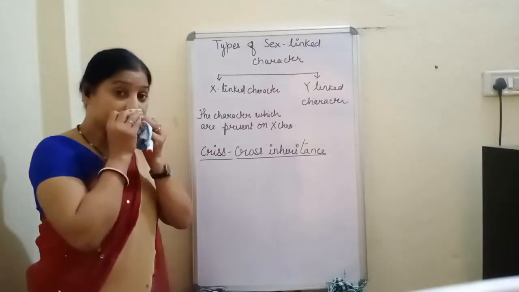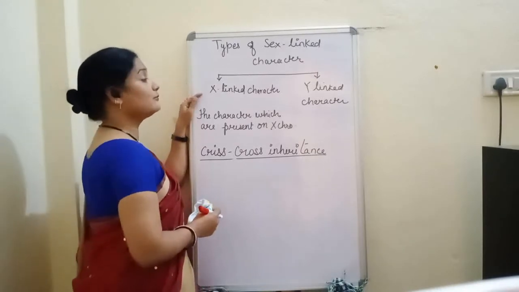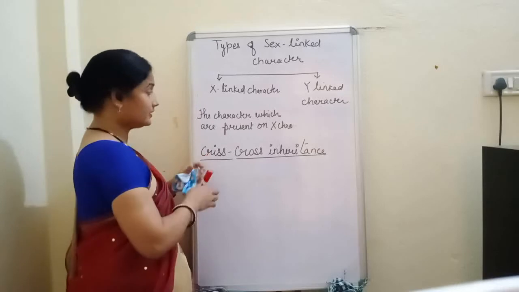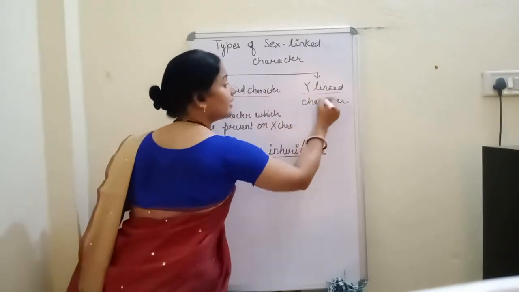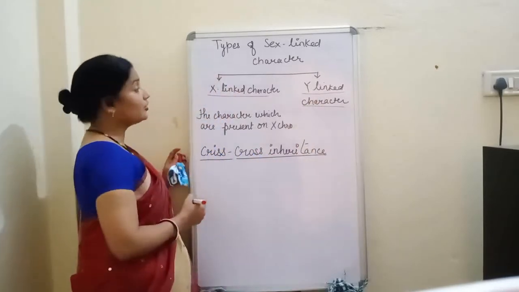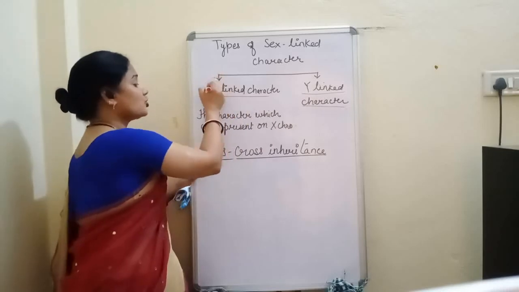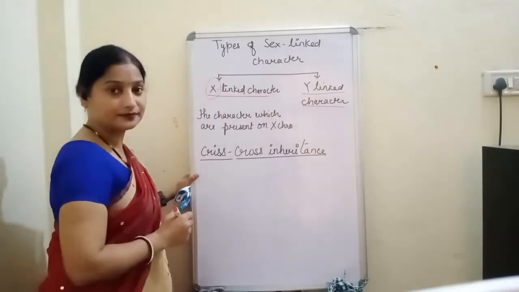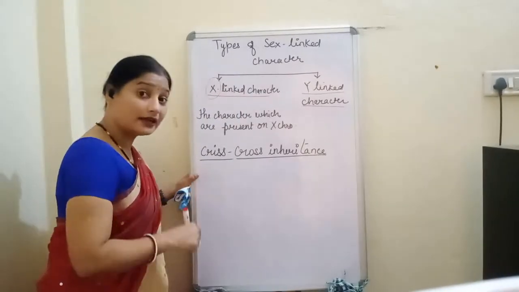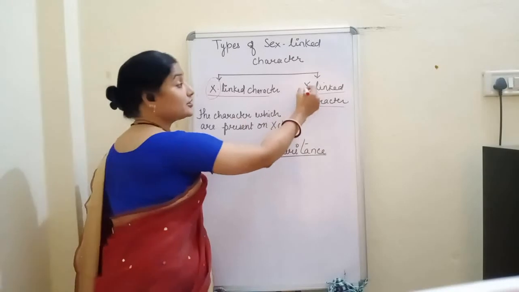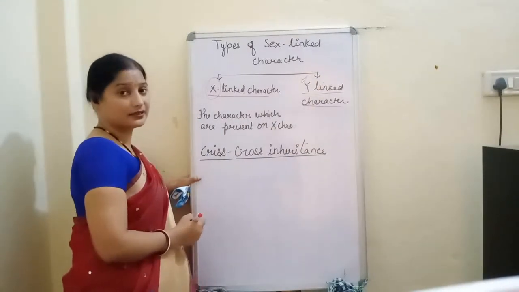Now see the types of sex-linked characters. We have two types of sex-linked characters: one is X-linked characters and the other is Y-linked characters. See the meaning of X-linked characters. The characters which are present on the X chromosome are called X-linked characters. And the characters which are present on the Y chromosome are called Y-linked characters.